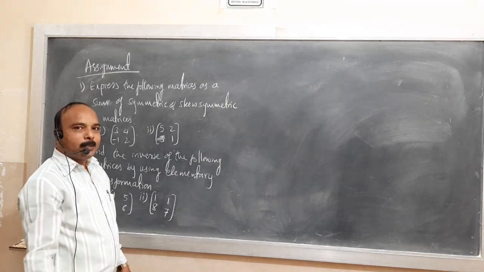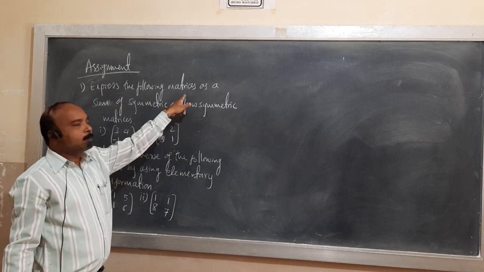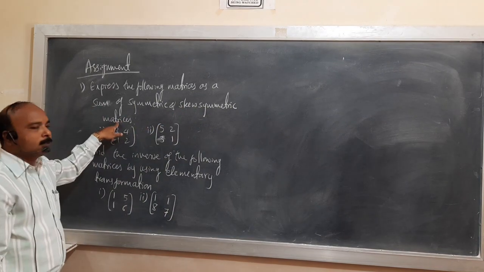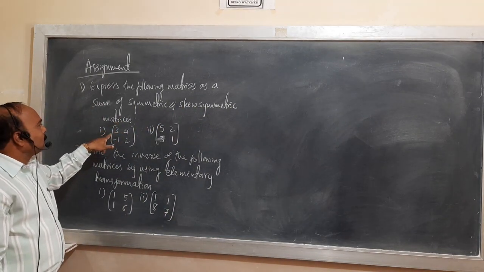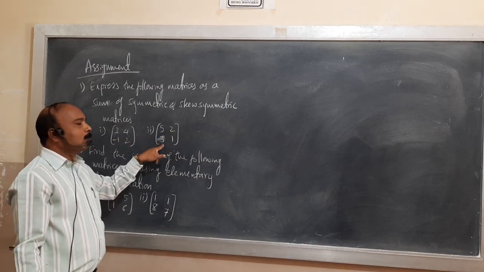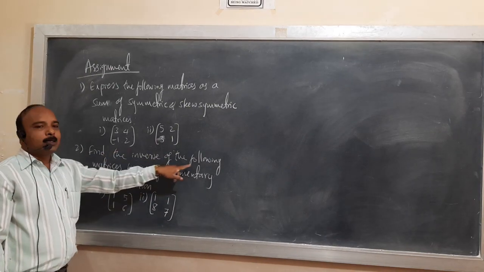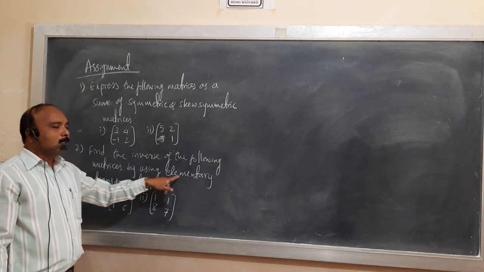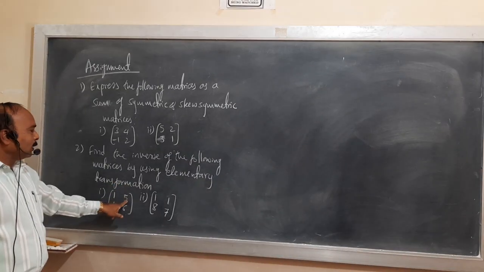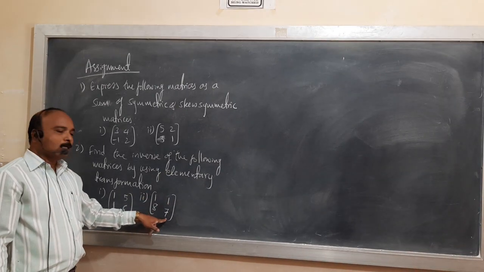Now take some assignment examples. First one, express the following matrices as a sum of symmetric and skew symmetric matrices. First question, 3, 4, minus 1, 2. Second one, 5, 2, 3, 1. The second one, find the inverse of the following matrices by using elementary transformation. First question is 1, 5, 1, 6. Second one is 1, 1, 8, 7.